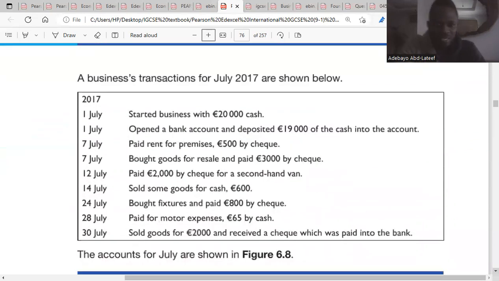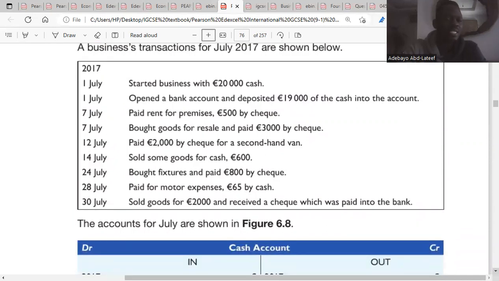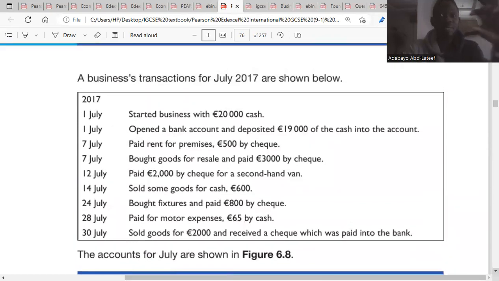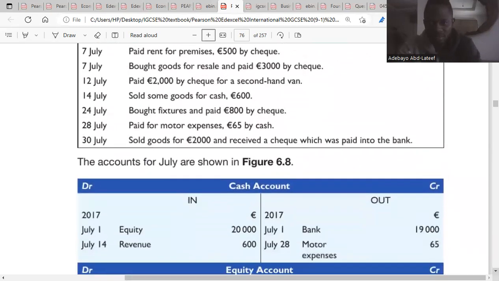So we have a business transaction here. A business transaction for July 2017 as shown below. They said, started business with 20,000 cash. So when you start business with 20,000 cash, it means you're going to have cash account and capital account. Cash account will have a 20,000 debit entry. Capital account will have a 20,000 credit entry. I think that is clear. Do you understand the first point there? So on your cash account, you're going to have 20,000 on the debit side. On your capital, you're going to have 20,000 on the credit side. The details will be, for the debit side, you have capital. On the credit side, for capital, you have cash. Is it clear? Yeah.